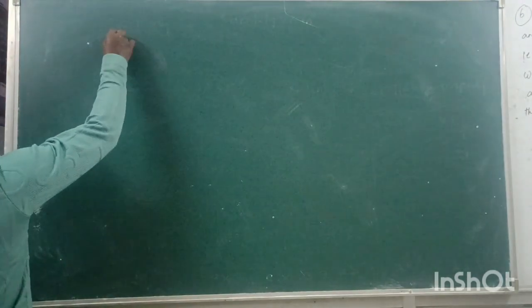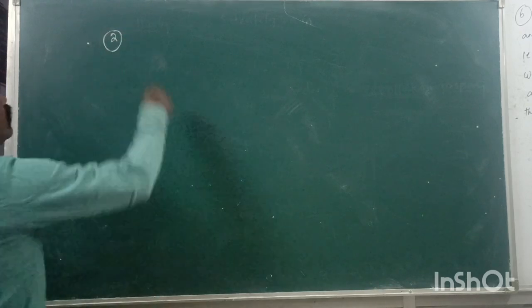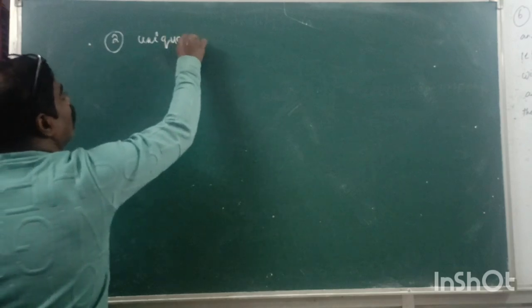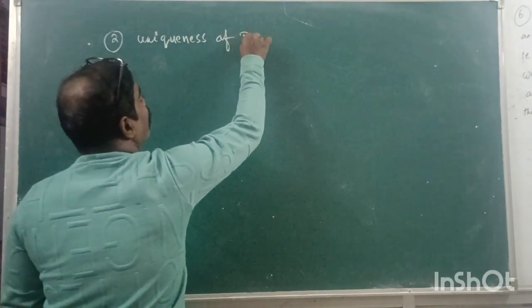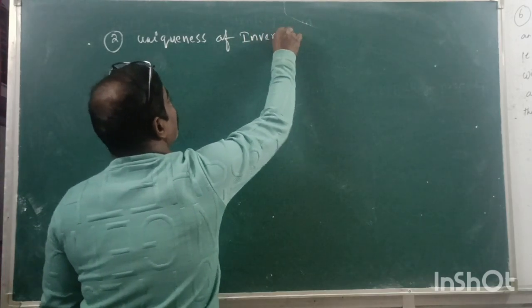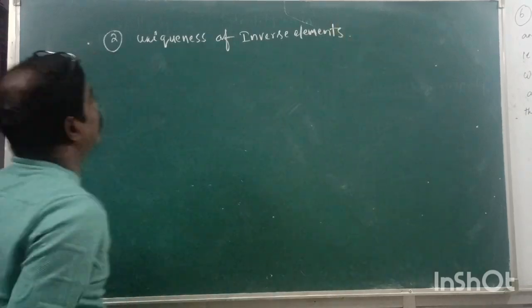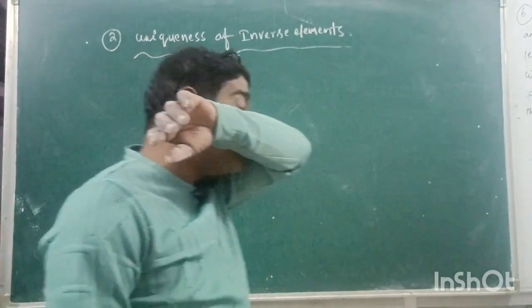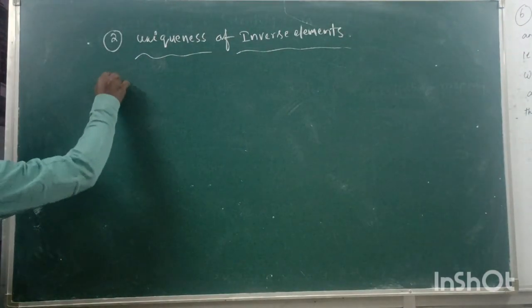Now I will teach you another property, that is uniqueness of inverse. Second property: uniqueness of inverse elements. Okay? Fine. This is also very important. Okay? Fine. I will prove this one. Proof.